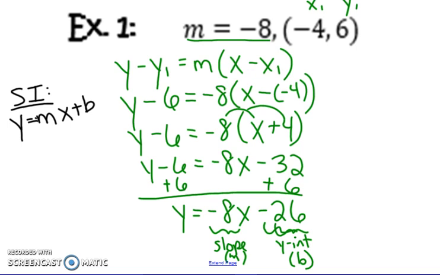This is as far as we go. We don't have to graph these. We'll get to that later. But we would graph it the same way we've been graphing both the standard form and the slope-intercept form. Use your y-intercept and use your slope.